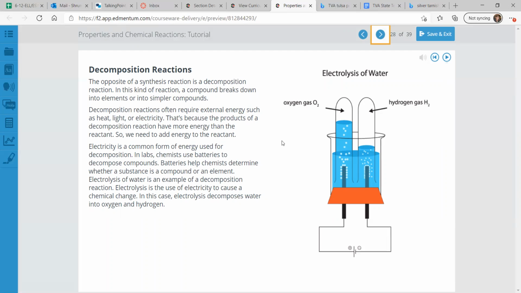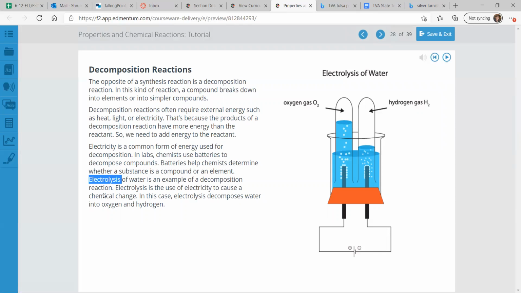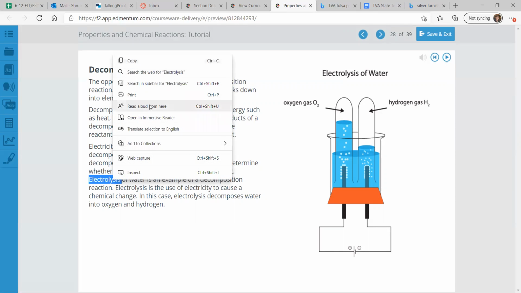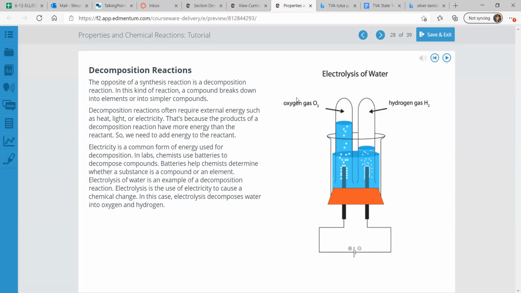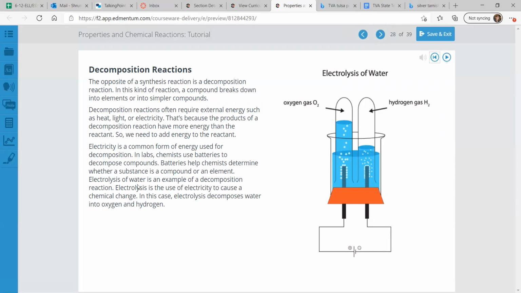Electrolysis. I want to see the official pronunciation of this actually, because I always say it differently. Electrolysis of water. Electrolysis. It doesn't sound right, but okay.